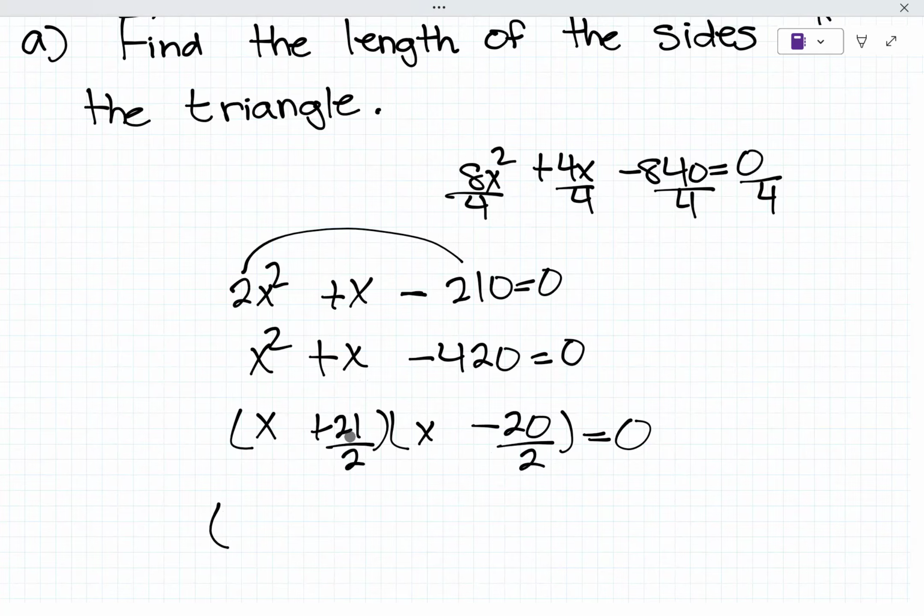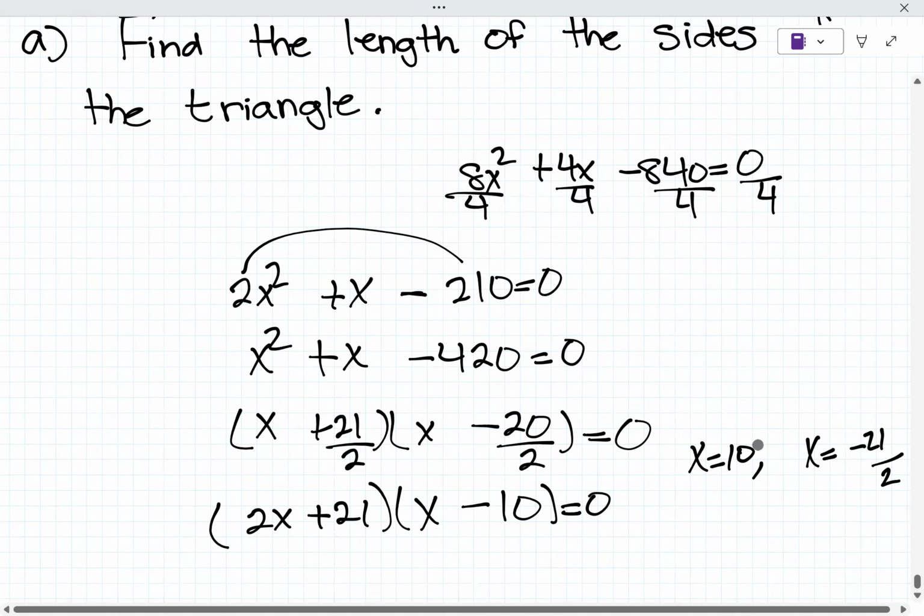And you solve for it. I'm going to get two answers. You're going to get x equals 10, x equals negative 21 over 2. Okay, so you have two possible answers. In this word problem, you can only have one x value. And the correct answer will be x equals 10 because you cannot have a negative length, right?